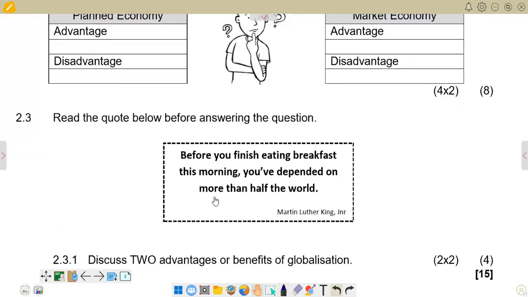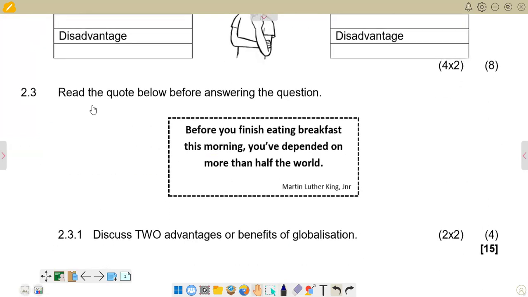On 2.3, we are given, it reads, read the quote below before answering the question. It reads, before you finish eating breakfast this morning, we have depended on more than half the world. This is from Martin Luther King. And then 2.3.1 reads, discuss two advantages or benefits of globalization. So before we answer this question, we also need to understand exactly what we mean by globalization. So let's try to see.